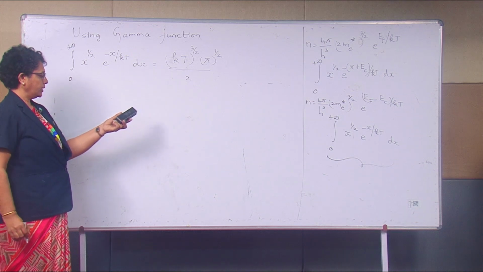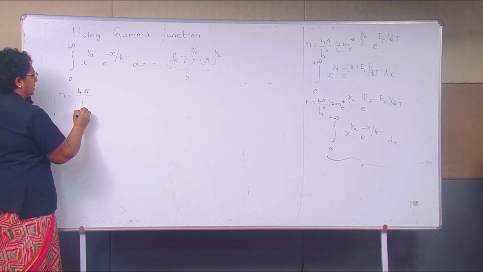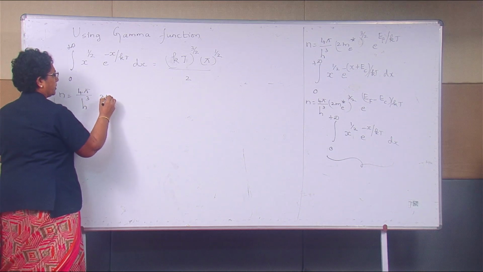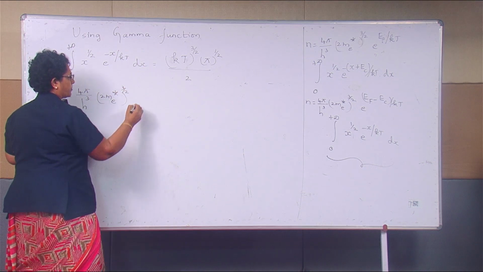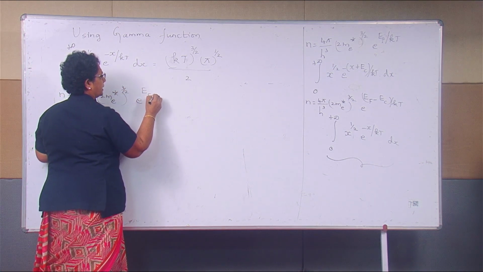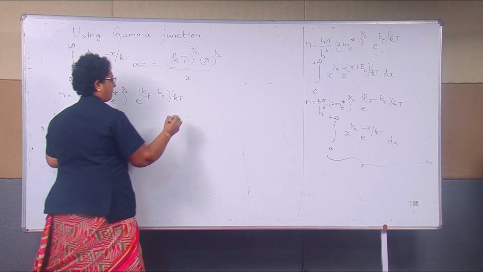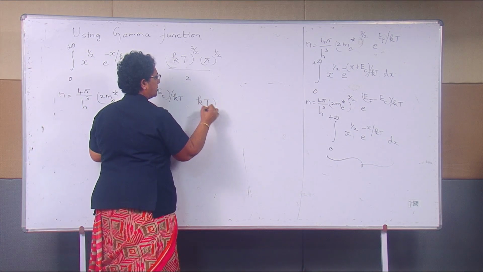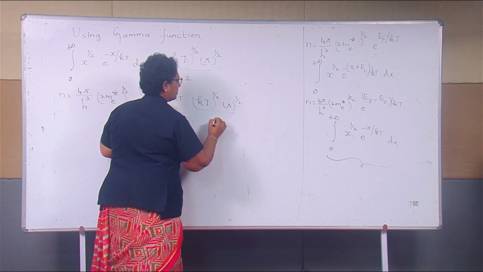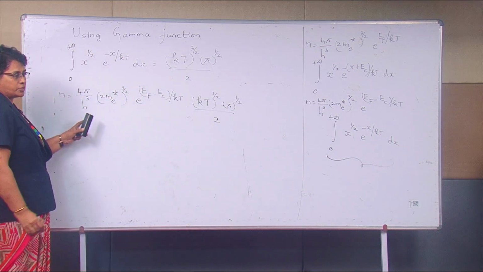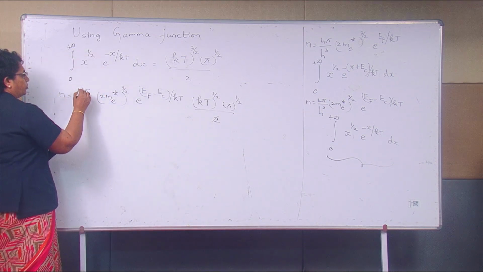So now by substituting that, n is nothing but 4 pi by h cube, (2 m e star) to the power 3 by 2, e to the power of (EF minus EC) by kT, and (kT) to the power 3 by 2 times pi to the power of half by 2. So by substituting the gamma function, we can simplify this. So this 2 and 4, it goes off.